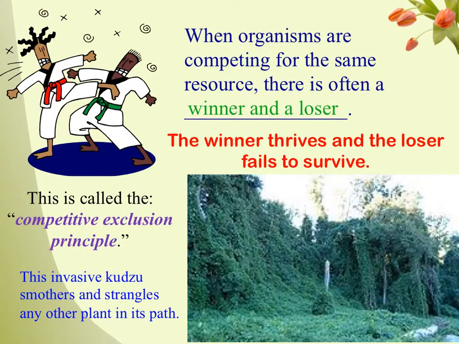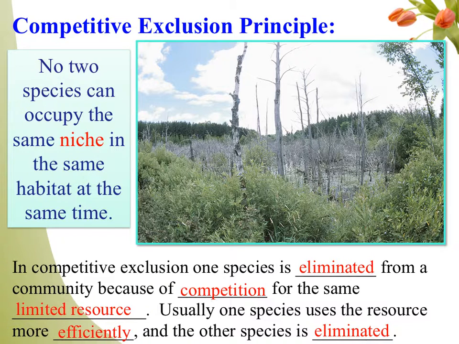The harsh reality in ecosystems and within communities is that there are winners and losers. And when there's competition, the winner thrives and survives, and the loser simply fails to survive. And this is what we call the competitive exclusion principle. The competitive exclusion principle is basically the fact that no two species can occupy the same niche at the same habitat and at the same time.